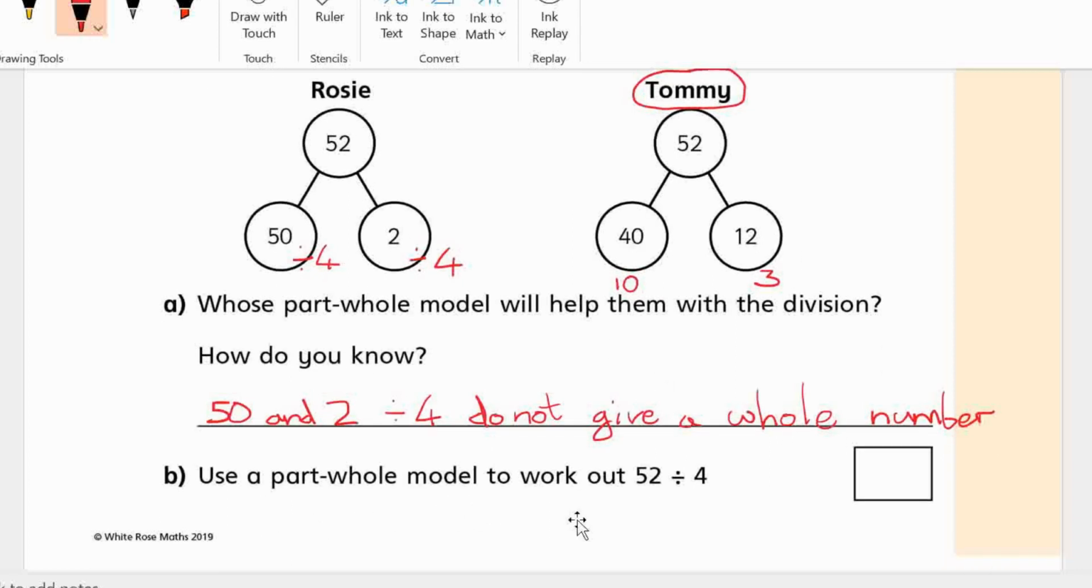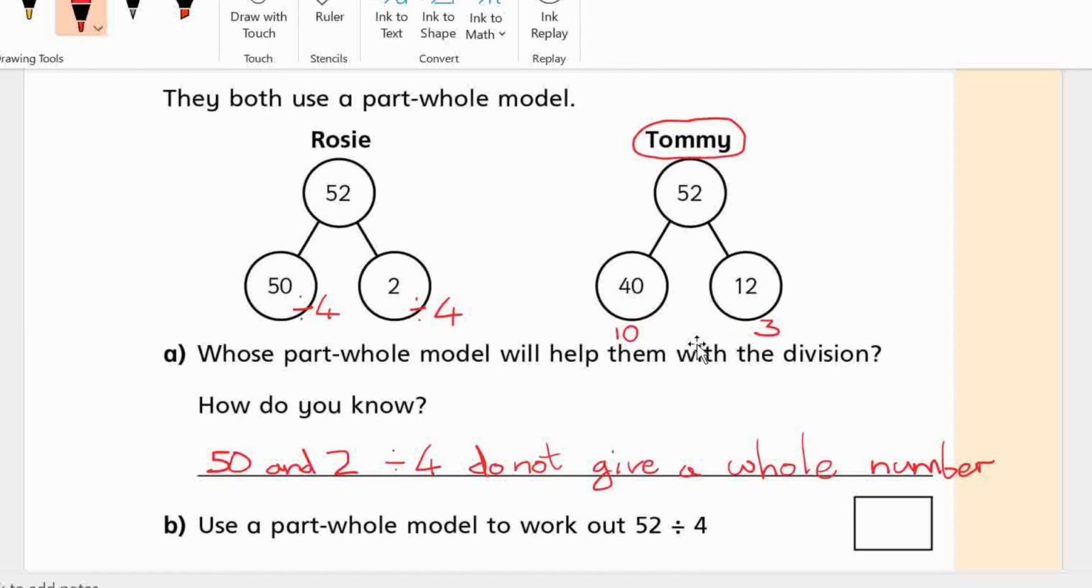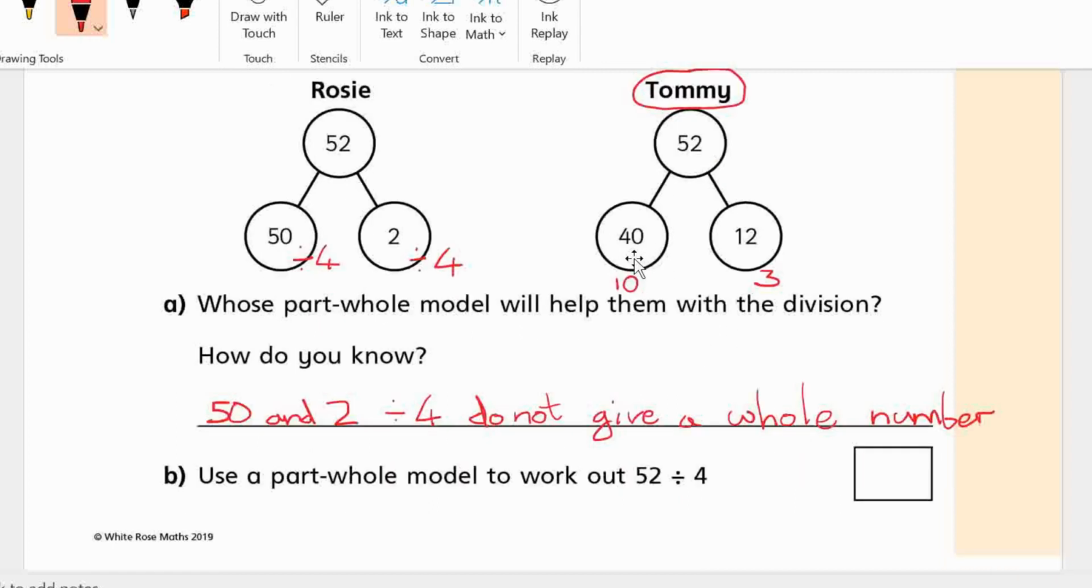Use a part-whole model to work out 52 divided by 4. Well, we've done that really because we said 4 goes into 40 10 times, right? And 4 goes into 12 3 times. So what does that give us? Good. 10 plus 3 is 13. Okay, let's continue.